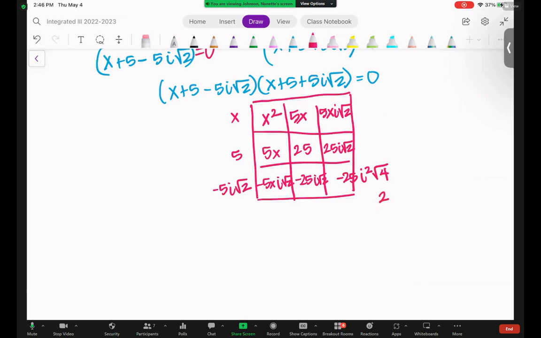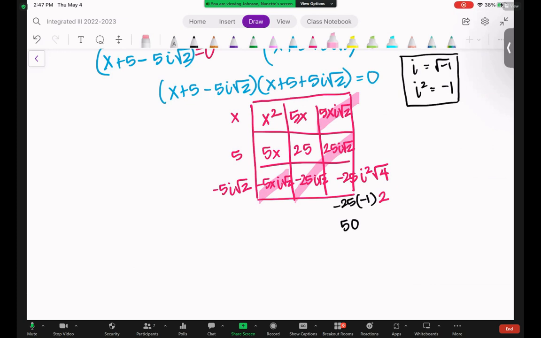And if you remember what i squared is, i squared equals negative 1 because i equals the square root of negative 1. And these are definitions that you just have to memorize. Okay, so this is negative 1. And then this is negative 25. And then I just multiply. So negative 25 times negative 1 is 25, times 2 is 50. Right? And let's see, I got negative 25i and positive 25i, those cancel. Negative 5xi root 2 and positive 5xi root 2 cancel.